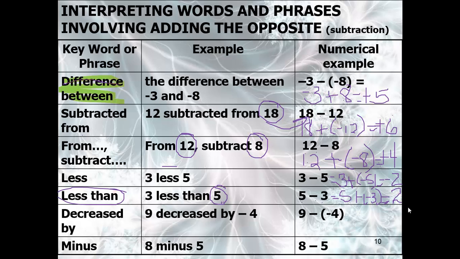Decreased by. 9 decreased by negative 4. So we're going to make this add the opposite. And I get 9 plus 4 is 13. Minus. 8 minus 5 is very intuitive. We've been doing that since elementary school. So that's 8 plus a negative 5, which is equal to a positive 3.